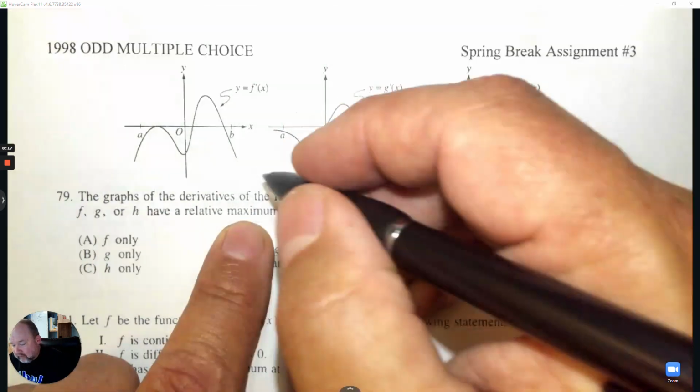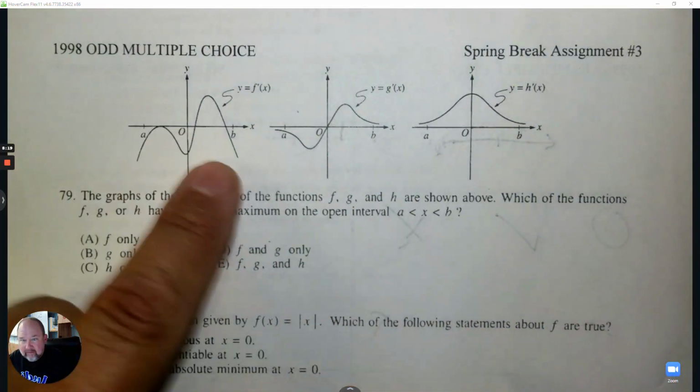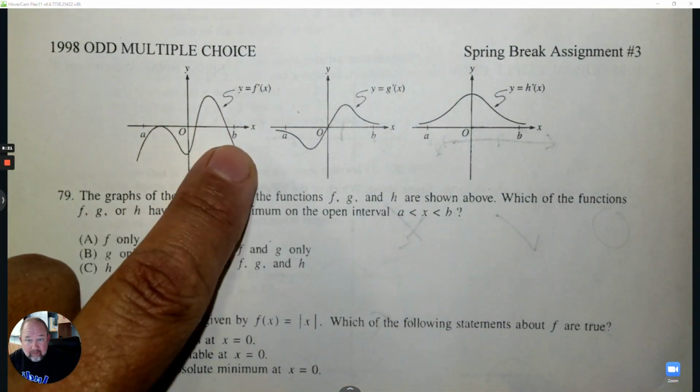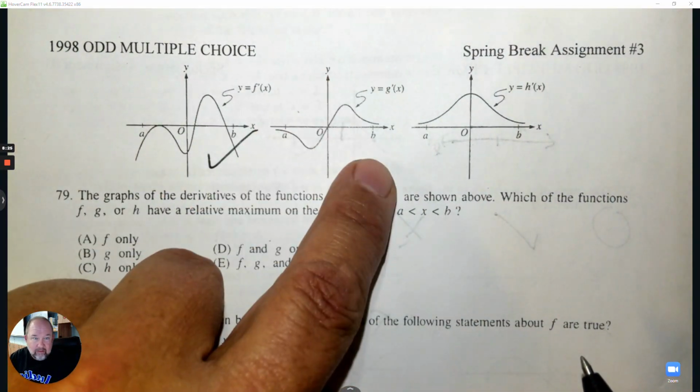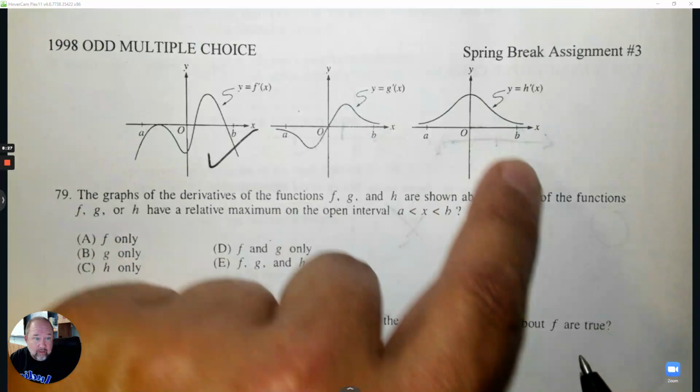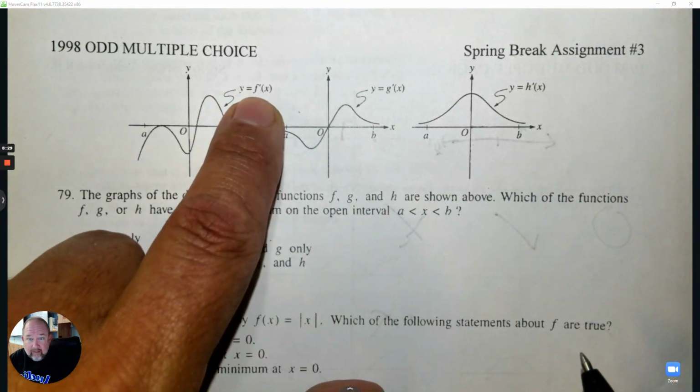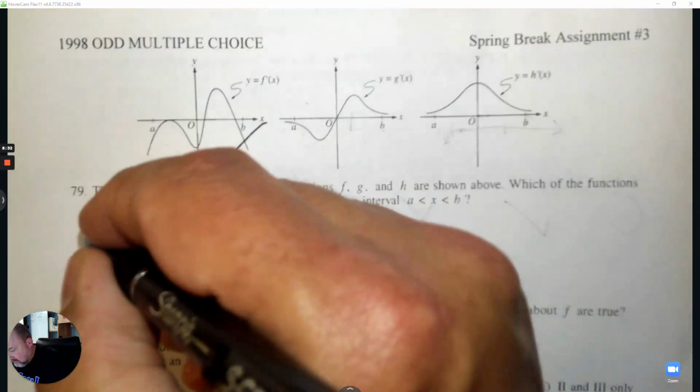So maximum means it goes from positive to negative. So this goes positive to negative. This one does not go positive to negative. This one does not go positive to negative. So the only one that has that is f. So the answer is A.